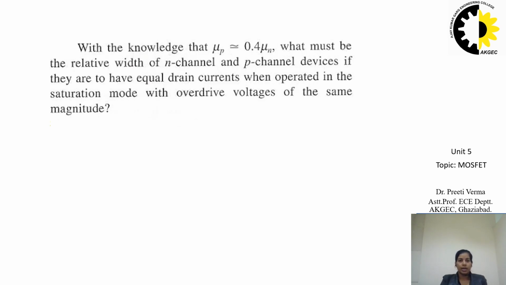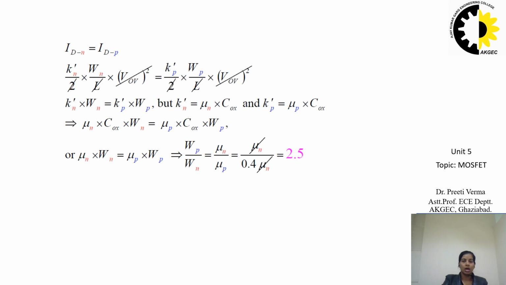Now coming to a numerical problem. With the knowledge that mu p is equal to 0.4 mu n, what must be the relative width of n-channel and p-channel devices if they are to have equal drain currents when operated in saturation mode with overdrive voltage of the same magnitude? How can we solve it?